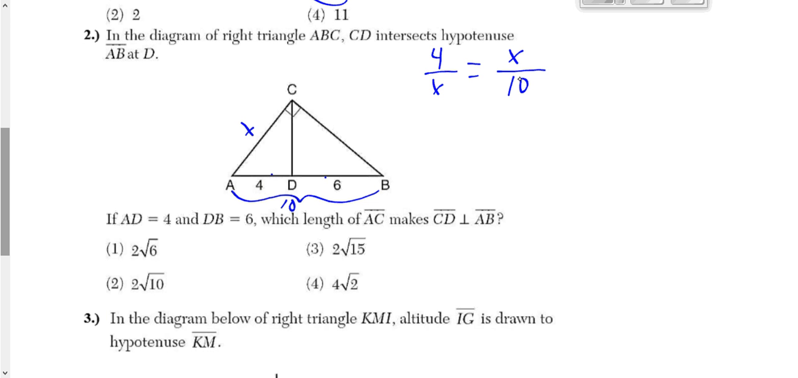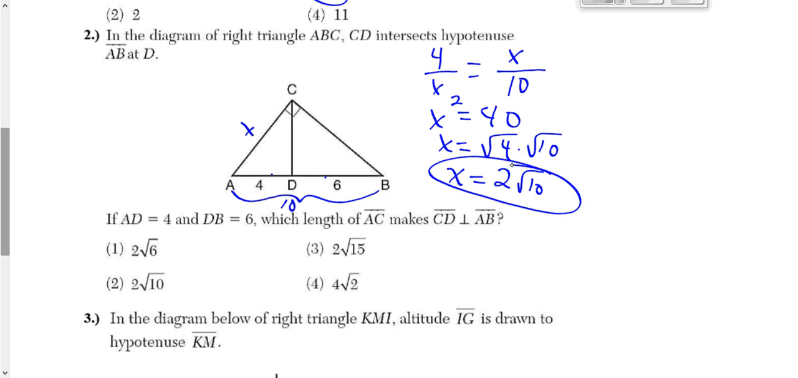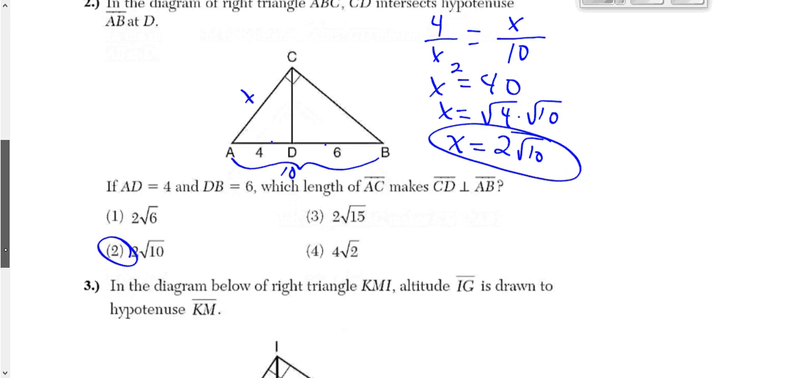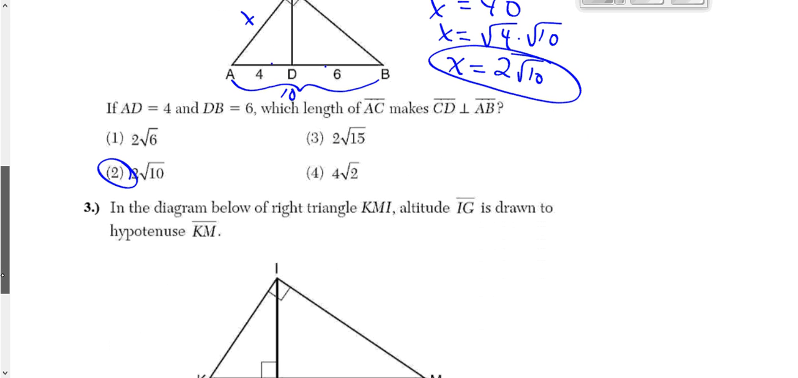So x squared equals 40. So x equals square root of 40. Well, what's the biggest perfect square factor of 40? 4 times the square root of 10, right? So you've got to know simplest radical form. We're going to be good at it. All right, let's take a look at number 3. We got that?